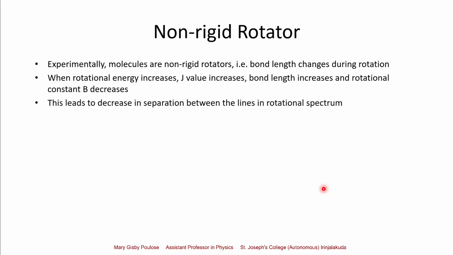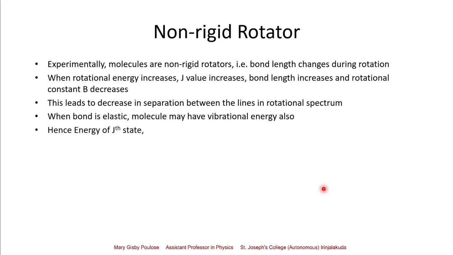Now this will lead to a decrease in the separation between the lines in the rotational spectrum. That is, if B is decreasing, the spacing 2B will also decrease. Now another factor is that when the bond is elastic, the molecule, in addition to rotation, will also have vibrational energy. It will also vibrate. Thus, the energy of the jth state can be written as the energy due to rotation plus energy due to vibration.